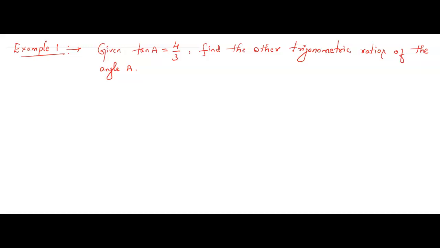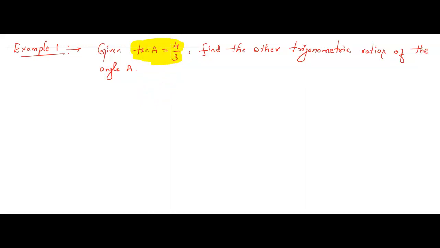हमारे को इस प्रॉब्लम के अंदर तो बेसिक कंडीशंस को हमारे को देखना है. So basic condition क्या है? That is tan A is equal to 4 by 3. ಇದರಲ್ಲಿ ಏನು ಕೊಟ್ಟಿದ್ದಾರೆ? tan A ವ್ಯಾಲ್ಯೂ ಏನು ಕೊಟ್ಟಿದ್ದಾರೆ? 4 by 3 ಅಂತ ಕೊಟ್ಟಿದ್ದಾರೆ.